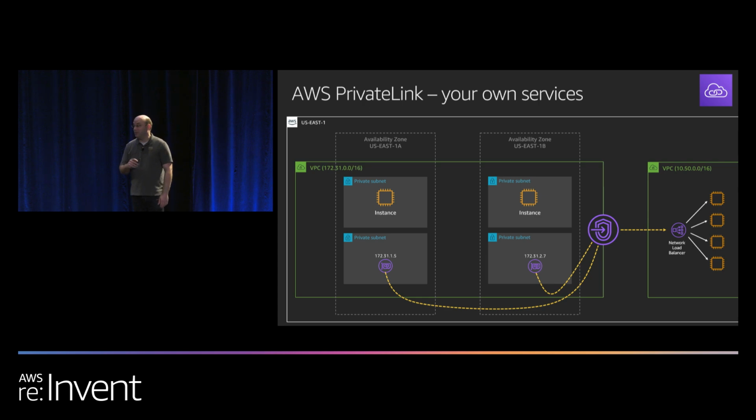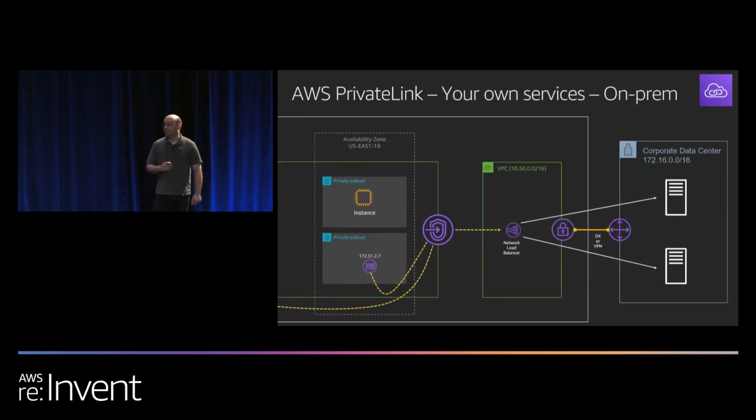Of course, because network load balancing can support target IPs, those resources could exist in on-premises data centers, allowing customers in AWS through PrivateLink to access capabilities that you may not have yet migrated into the AWS cloud.